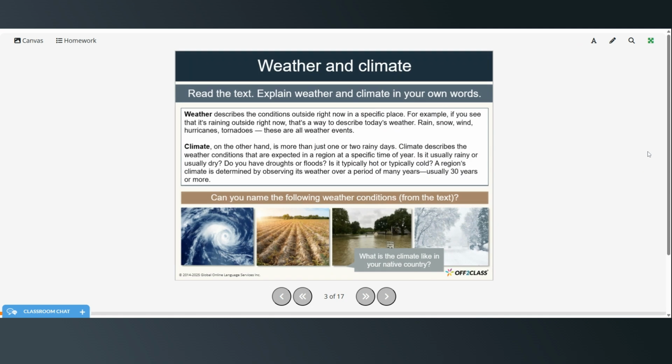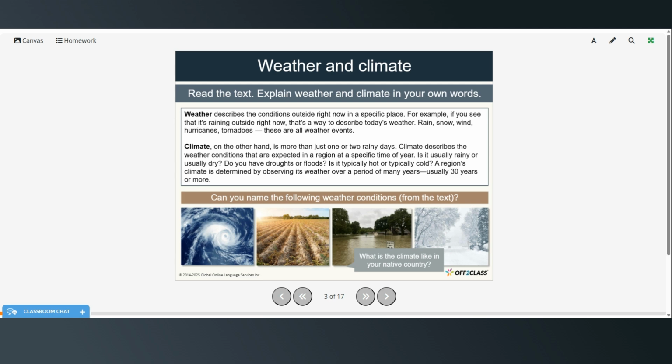All right, so we're going to talk about weather and climate. You can either read the text on your own or follow along as I read, and then try to summarize weather and climate in your own words. Weather describes the conditions outside right now in a specific place. For example, if you see that it's raining outside right now, that's a way to describe today's weather. Rain, snow, wind, hurricanes, tornadoes, these are all weather events.